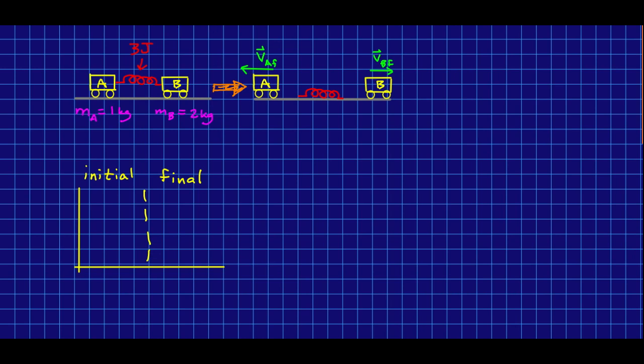Let's just draw the bar chart for that. So we know that initially we're going to start off with a whole bunch of spring energy. And then after the spring is expanded out to its ordinary length, it's not storing any energy anymore, and all of that gets converted into the kinetic energy of the carts. So I'm assuming the spring plus the carts is our system.